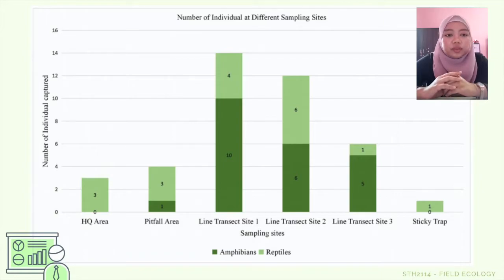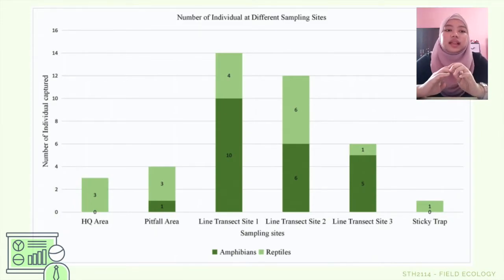amphibians. Different from land transect site 3, the number of amphibians captured is slightly higher than the number of reptiles captured. The number of amphibians captured is 5 individuals, while the number of reptiles captured is only 1 at the sampling site. This is a total of 6 individuals at the sampling site. For land transect site 2, the number of amphibians and reptiles captured is equal, with a total of 12 individuals captured. Lastly, for land transect site 1, the number of amphibians captured is 10 individuals, while the reptiles captured are 4. This makes a total of 14 individuals captured at this sampling site.